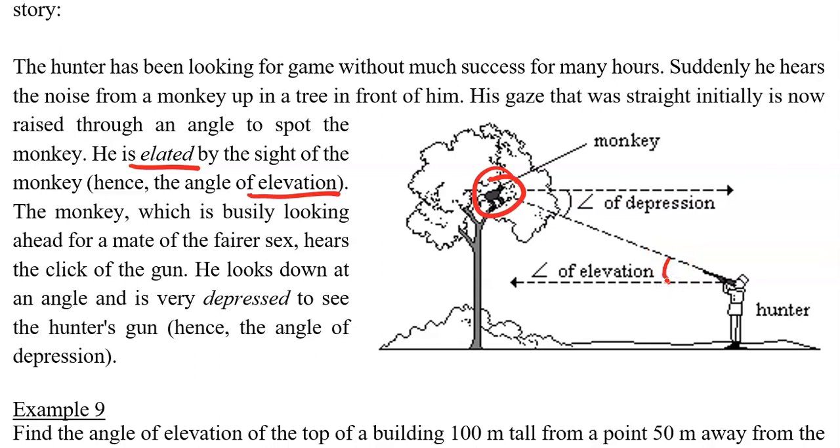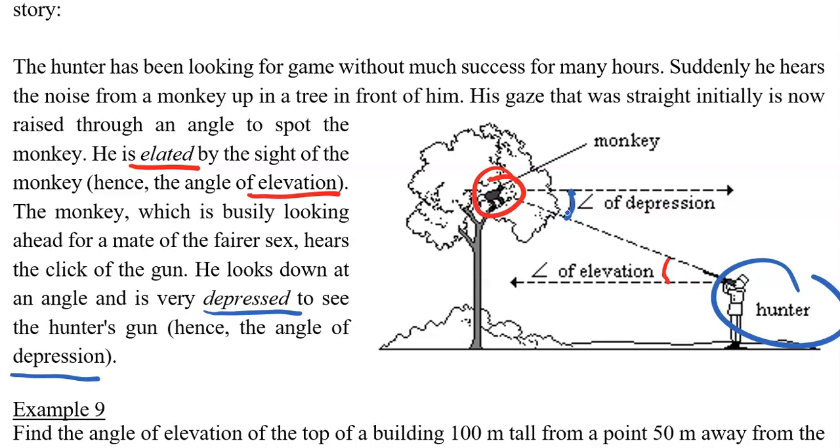On the other hand, if we are the monkey and a hunter has suddenly spotted you, what's your first reaction? You take it in a negative manner, or rather you feel depressed, because you know that you are going to be the target of the hunter. As a result of being depressed, the monkey is now looking down at the hunter. So we are looking at the angle of depression over here.